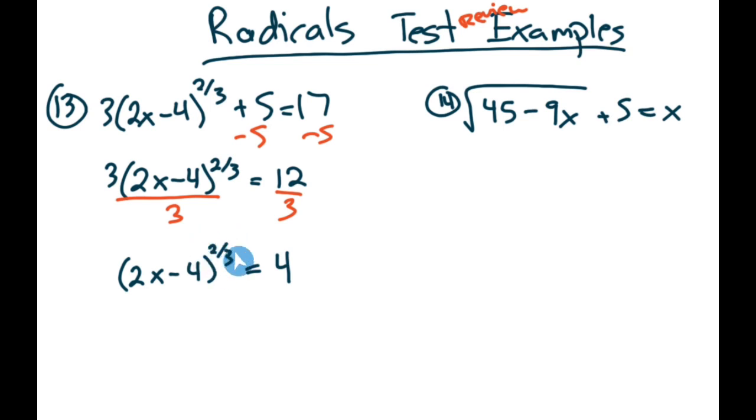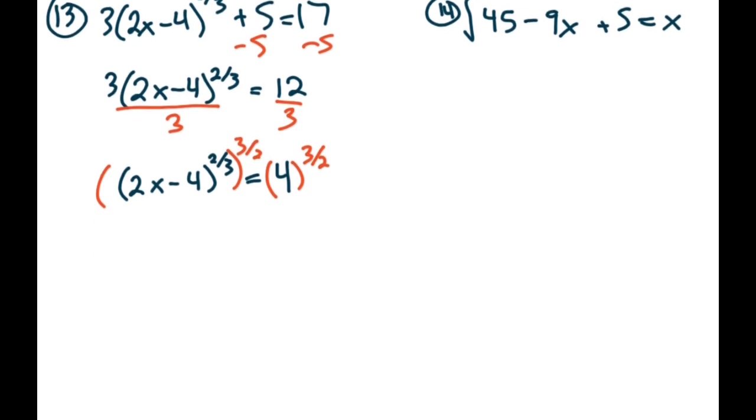Now to get rid of this raised to the 2/3 power, we're going to raise each side to the reciprocal power, to the 3/2. So on the left side, the 2/3 and 3/2 equals 1. So this just ends up being 2x minus 4. And on the right side, I'm going to bow tie this.